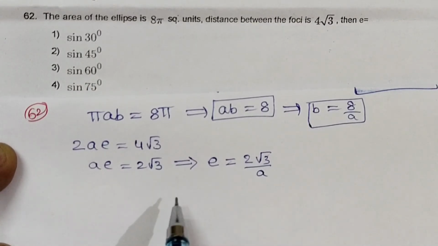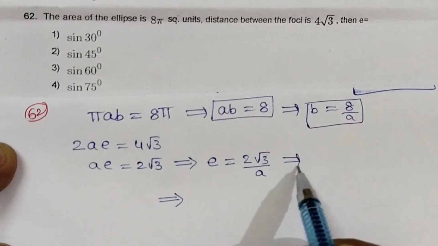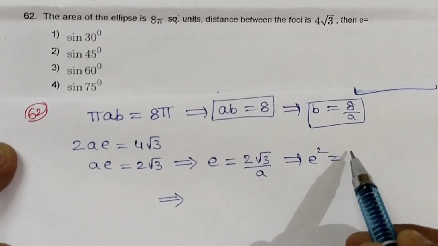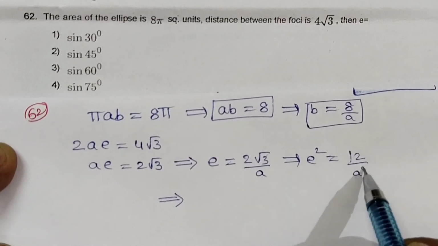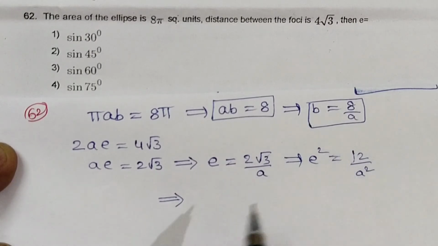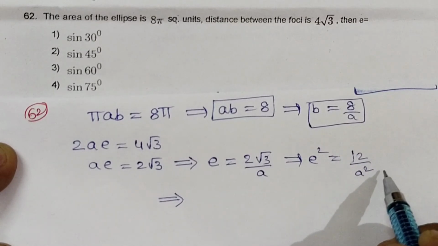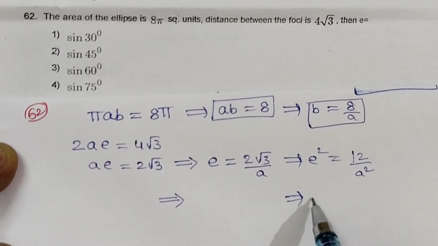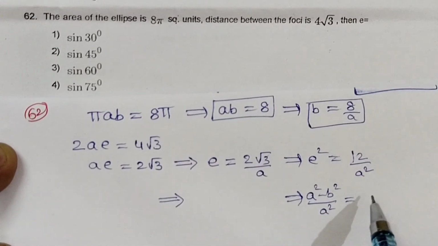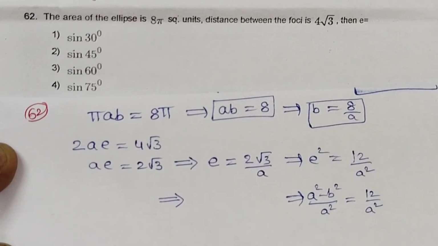The formula for the eccentricity E of the ellipse: squaring on both sides, E square is equal to 2 root 3 whole square, which is 4 into 3, 12, so 12 by A square. So E square is equal to A square minus B square divided by A square, which is equal to 12 by A square. This is the formula for eccentricity.